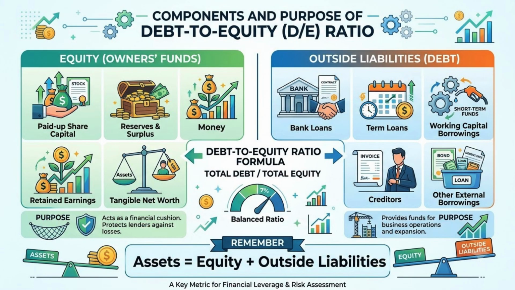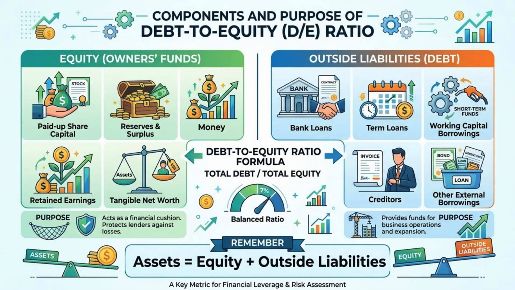To understand the DE ratio, we must first understand its two components. The first is equity, which represents the owner's investment in the business. It includes paid up capital, reserves, retained earnings, and tangible net worth. Equity acts as a safety cushion because it absorbs business losses before lenders are affected.